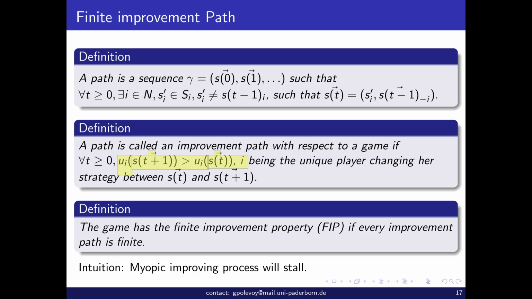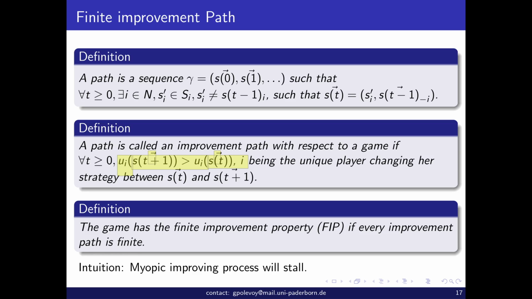Please take note, we don't require anything about the utility of the other players. Definitely, if the game is, let's say, an identical utility game, it will also strictly increase, but maybe it will decrease. We saw these examples already. So we only require that the utility of the unique deviator has to strictly increase for the path to be called an improvement path.